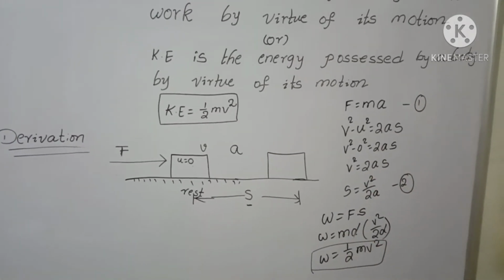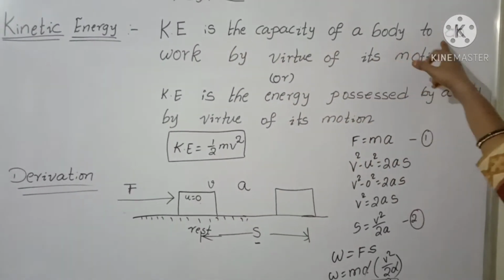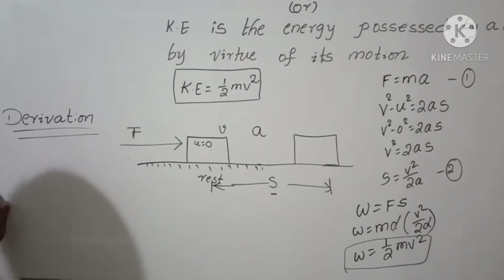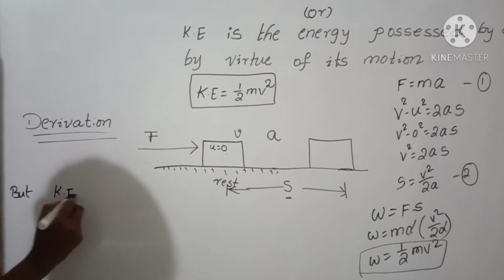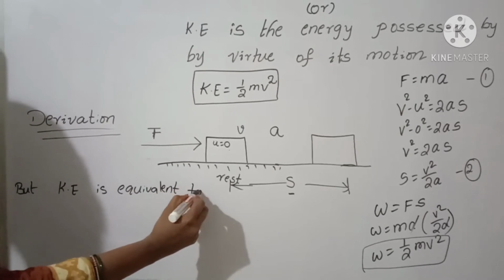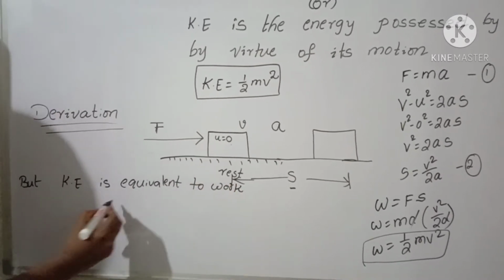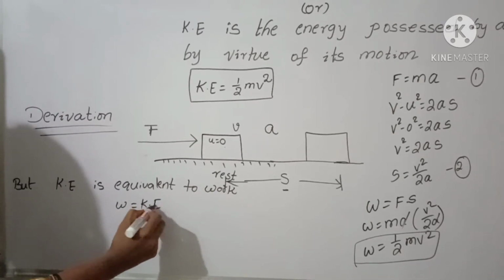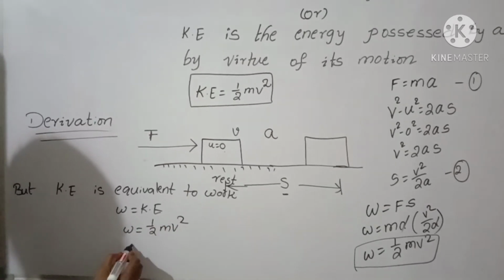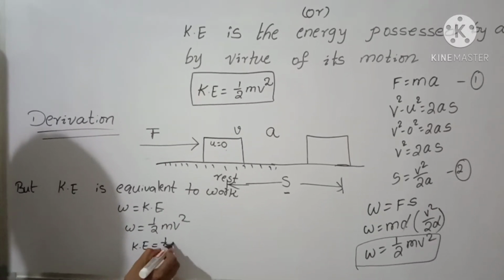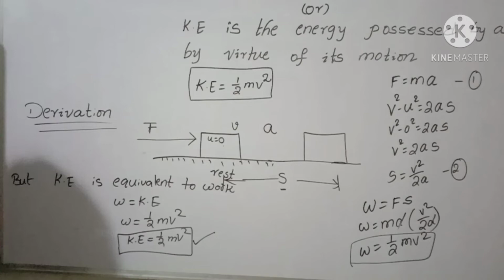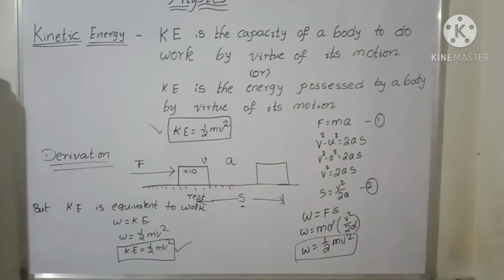Now see the definition. Kinetic energy is the capacity of a body to do work. Kinetic energy is equivalent to work done, because when we want to do work we need energy. By using the energy we are able to do some work. So here kinetic energy is equivalent to work done. Already the W formula is half mv square. So KE equals half mv square. This is the formula for kinetic energy. This is the derivation for kinetic energy.